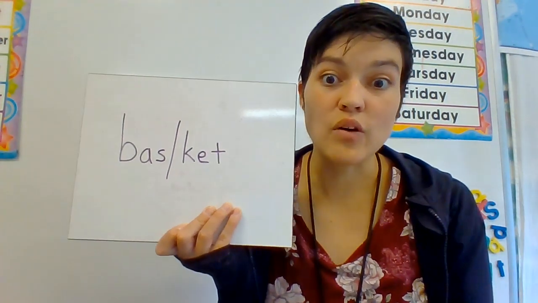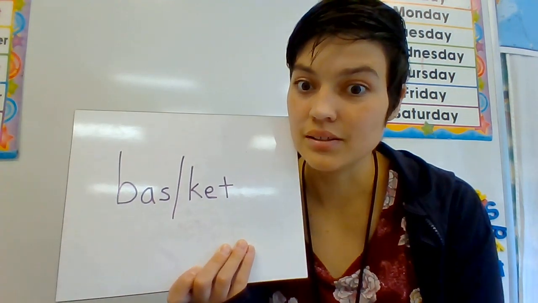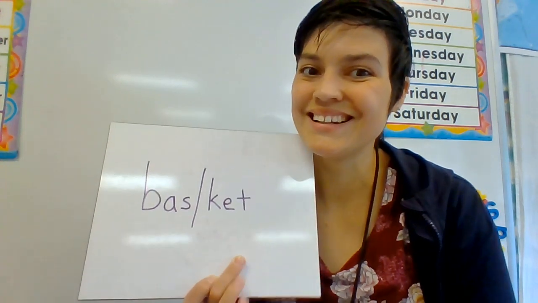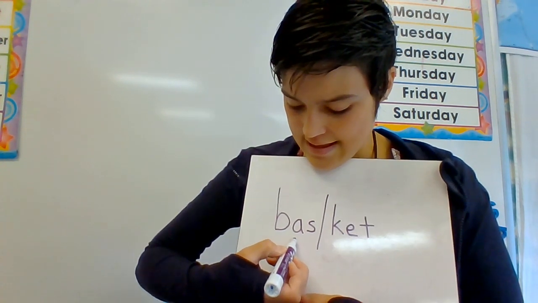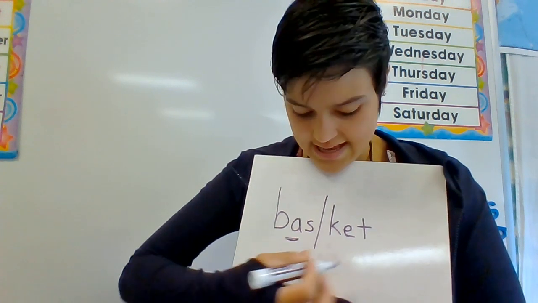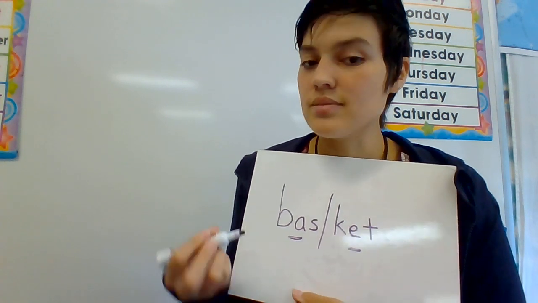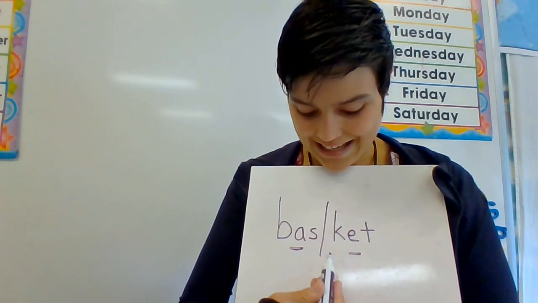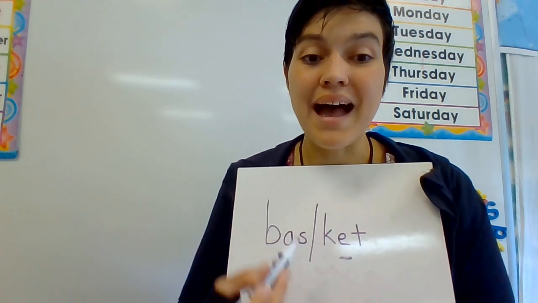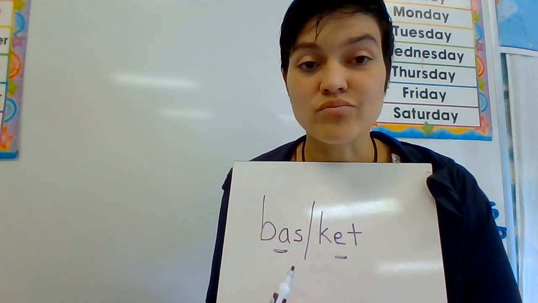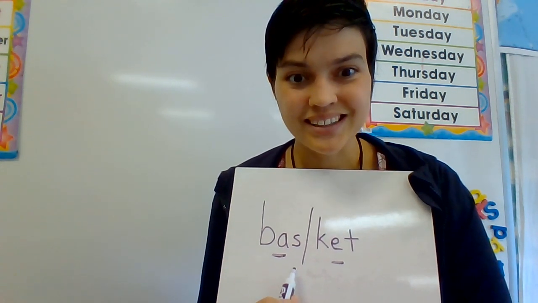So let's look here. Can you see the vowels in this word? I've already divided it right down the middle. So the vowels in this word are A and E. Let's see if they make their vowel sound. So basket. So I have an A sound and an E sound. Basket.